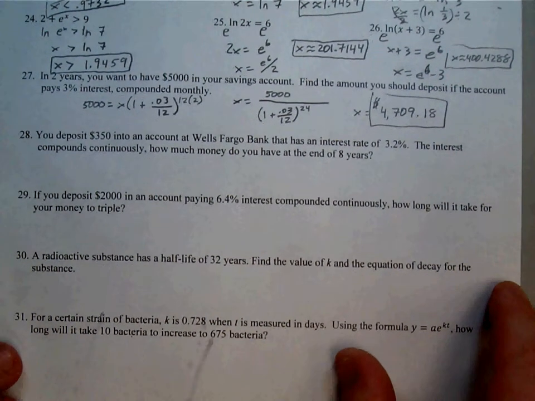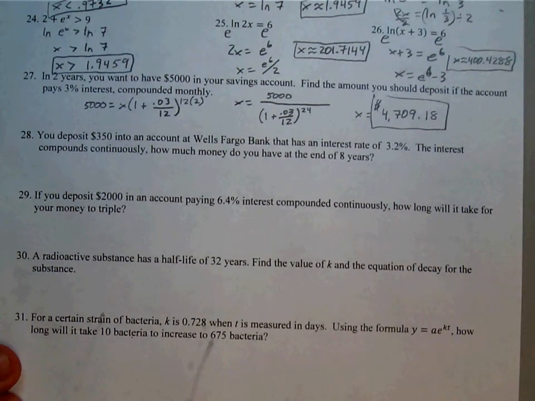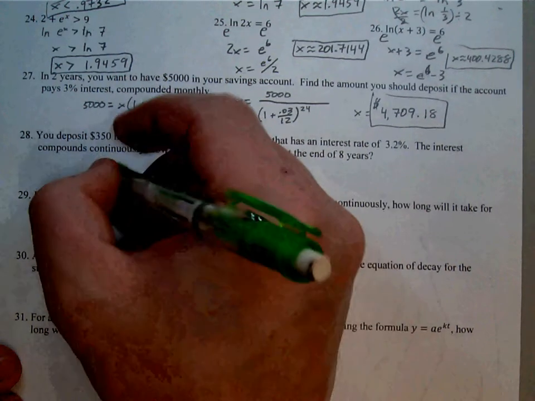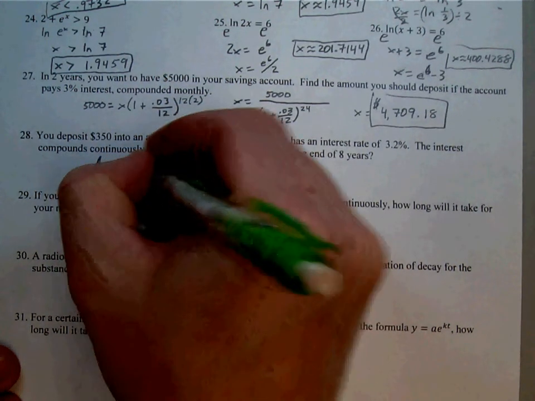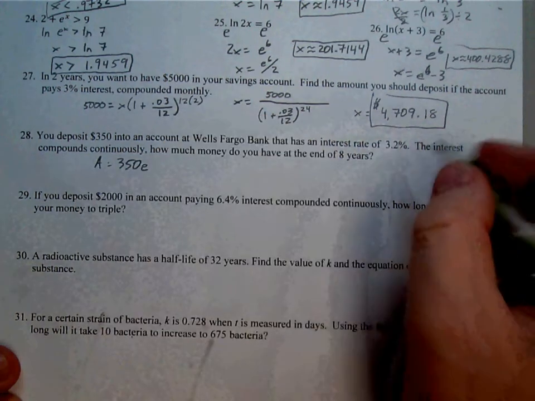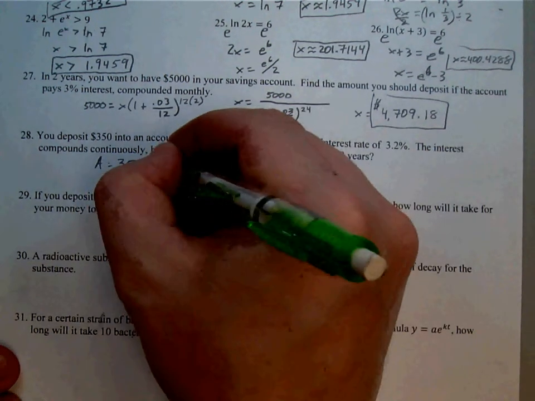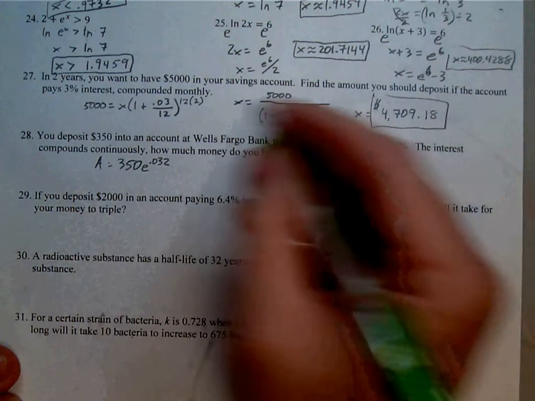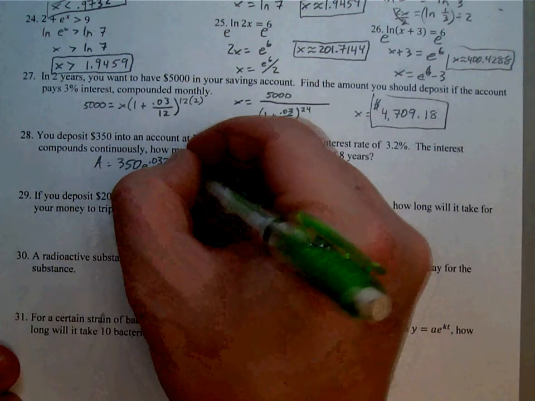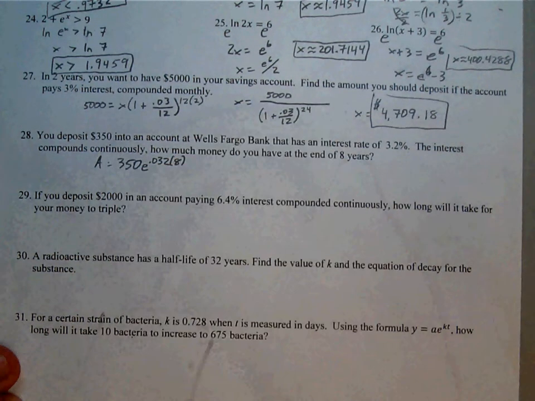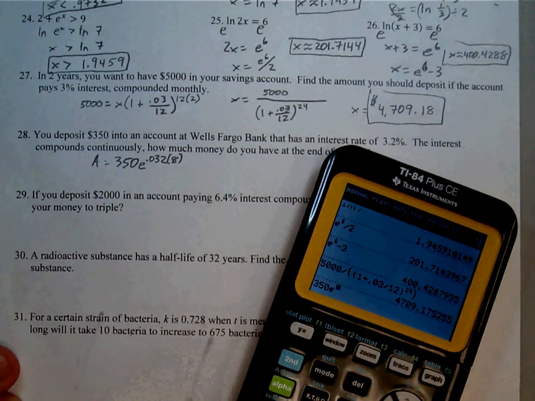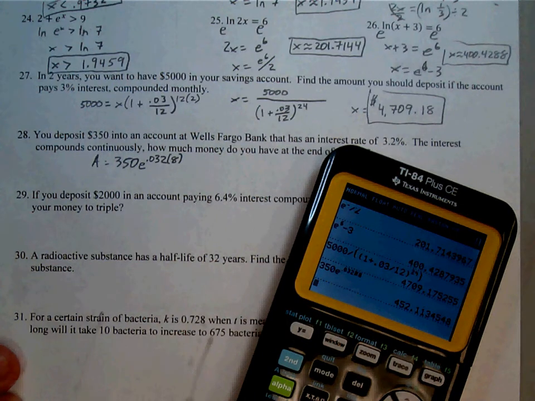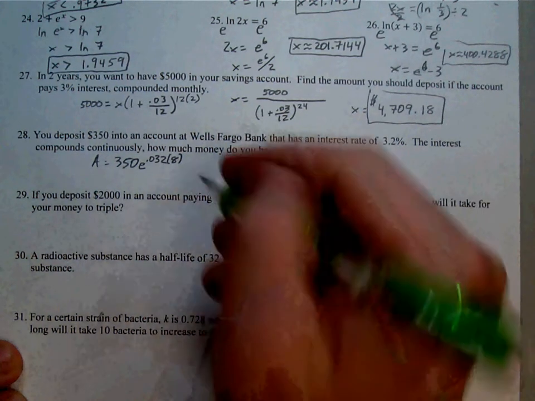Number 28. Okay, you deposit $350. It's compounded continuously. So our principal is $350. E to the R, so 0.032 when we change it to decimal. And we're doing 8 years. So 350 e to the 0.032 times 8, 452.11.